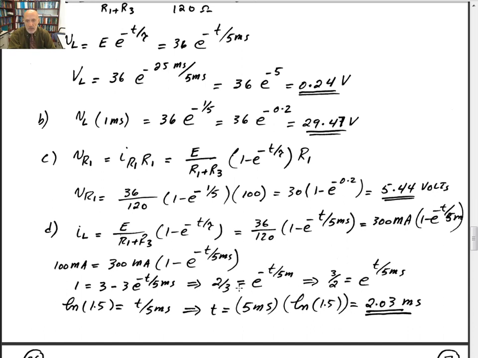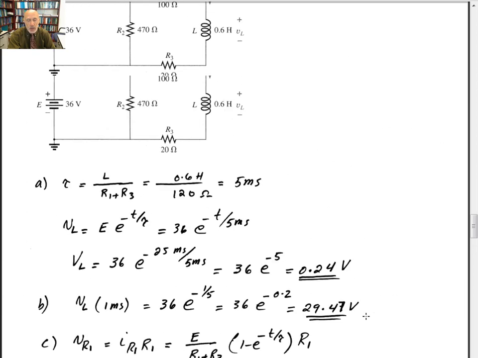So that gives you 2/3 e to the minus t, make it plus. You invert this, so it'll be 3/2 equal to e to the plus t divided by 5 milliseconds. At this point, you're ready to take the natural log of both sides of the equation, to get rid of the exponential function. So that's the natural log of 1.5 is equal to t divided by 5 milliseconds, or t is equal to 5 milliseconds times natural log of 1.5. If you calculate it, it gives you 2.03 milliseconds. So it takes about 2 milliseconds for the current to the inductor to reach 100 milliamps.